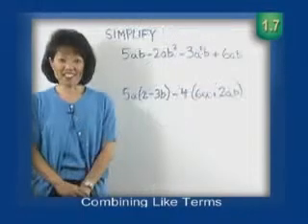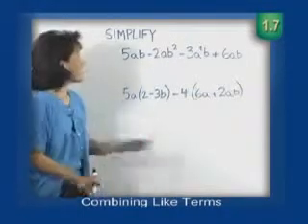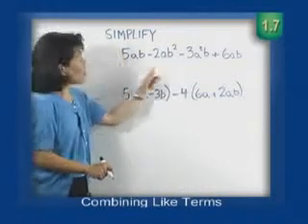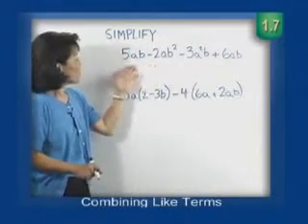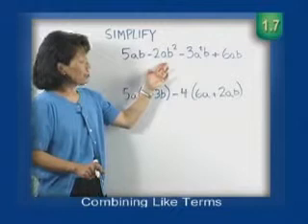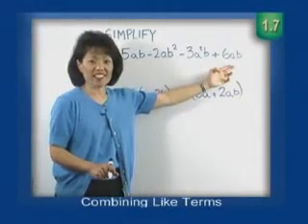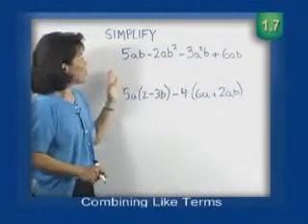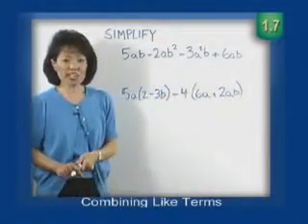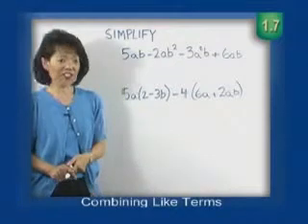Are you ready for our next example? Let's look at it. We're going to simplify this long expression, 5ab minus 2ab squared minus 3a squared b plus 6ab. What we need to do is identify the like terms and combine the numerical coefficients.